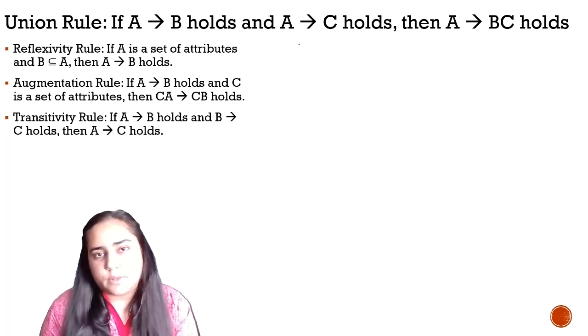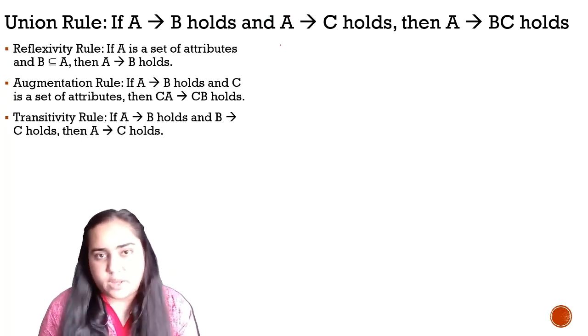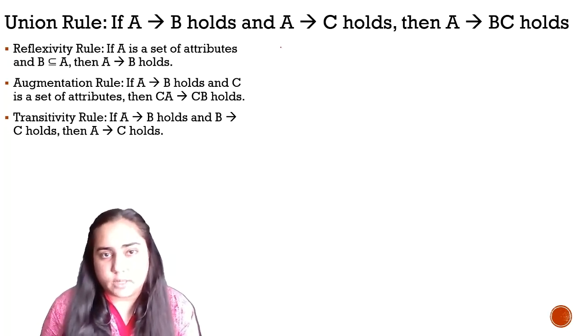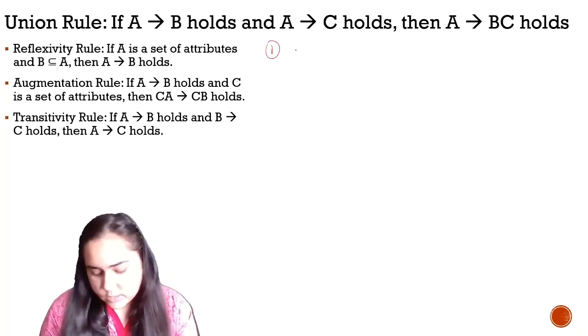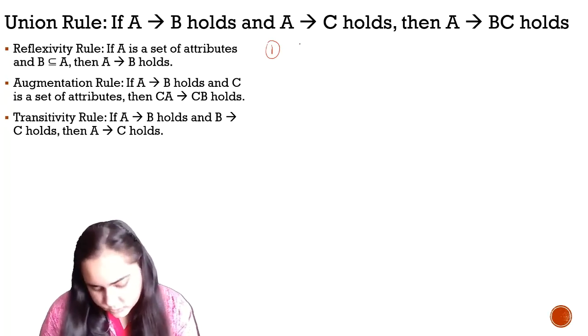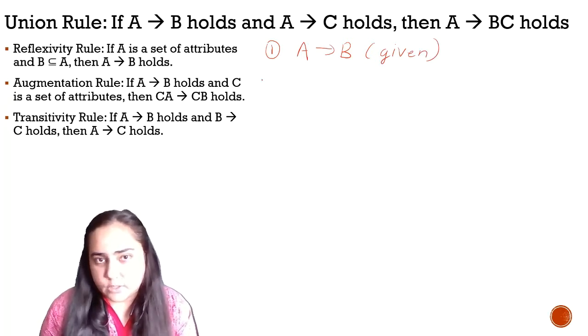And I'll also show you at the same time how to write a proper proof when such questions might appear in your examination. So the first step that I'm going to write is what is given to me, which is A determines B. This is given. So we need to mention that that is given.